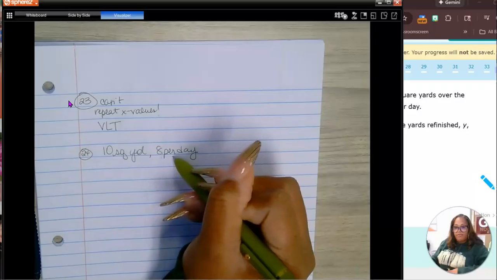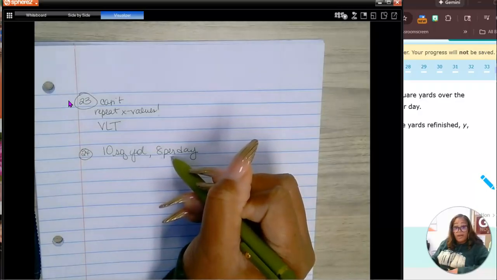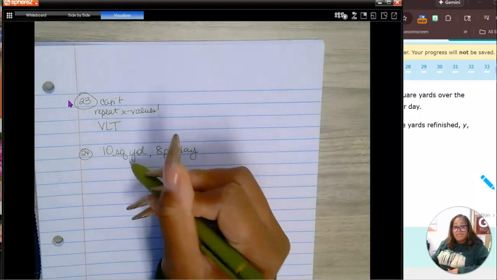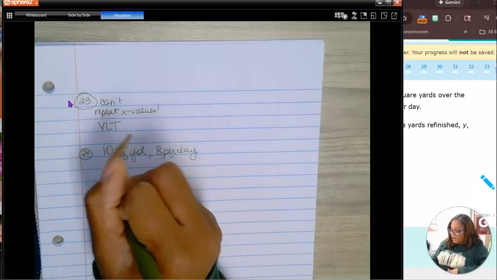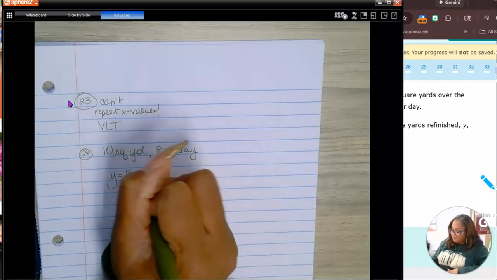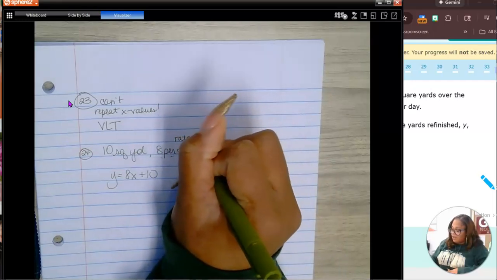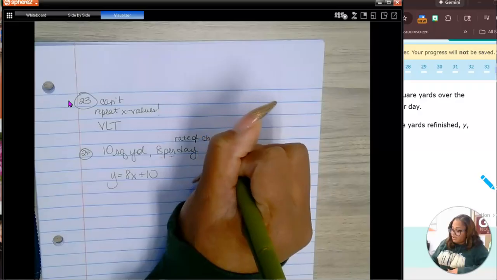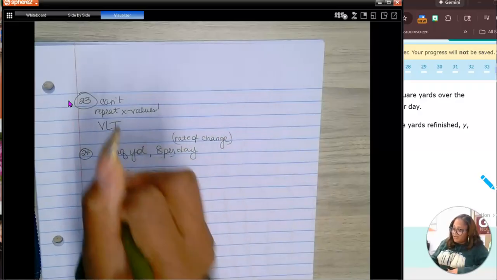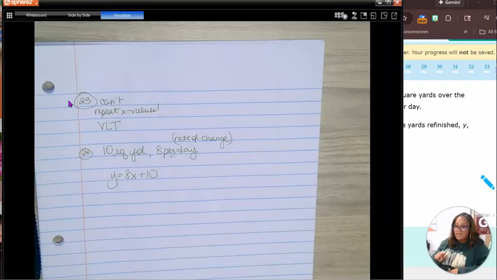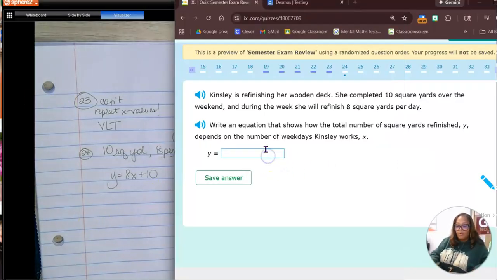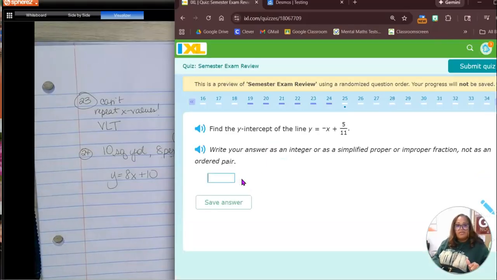Per, each, for every, that's always my slope word, okay? So this is 8x plus 10, and then we'll set it equal to y. So this is continuous. This is my rate of change. And this is a steady number. It is a constant. It does not change at all. We just start off with 10. Y equals 8x plus 10. Save answer.